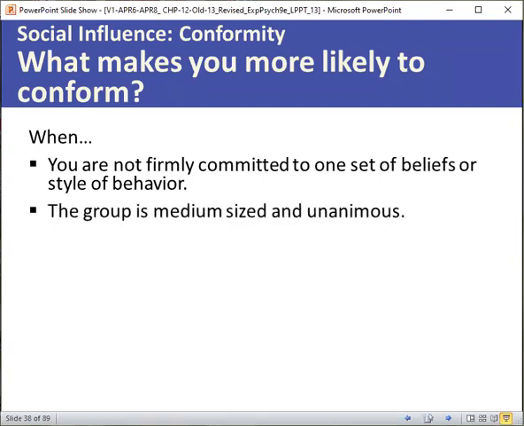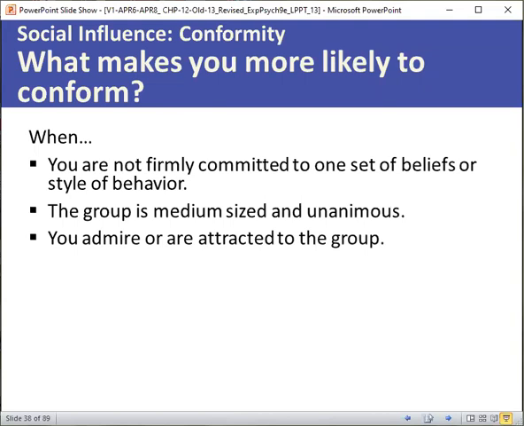The group is medium-sized and unanimous. Medium-sized, if you get to much larger groups, then there's much more likelihood that somebody may dissent, and that destroys the whole thing of unanimity. So when you want to have a unanimous group, you want to make sure that it's a medium size, not too large, so that it can be unanimous with no dissenting ideas. If it is a group of medium size and it's unanimous, you're more likely to conform.